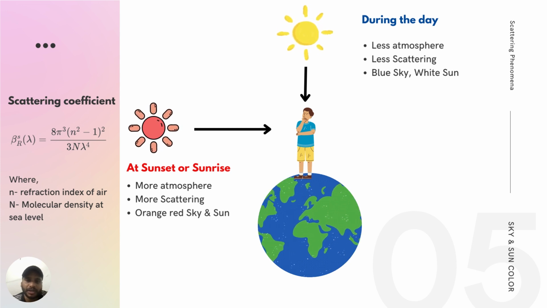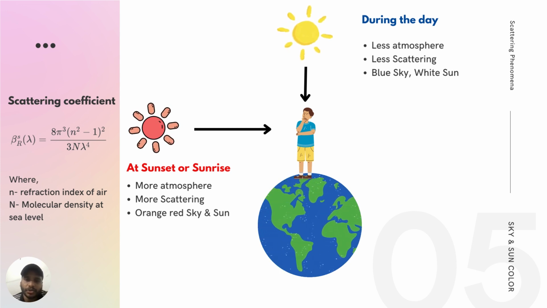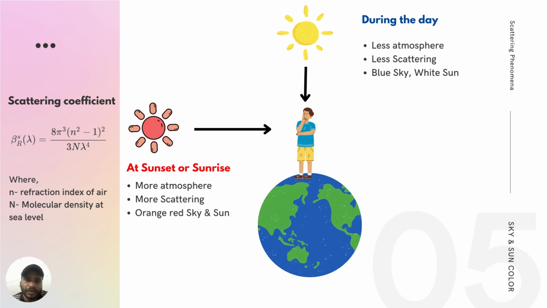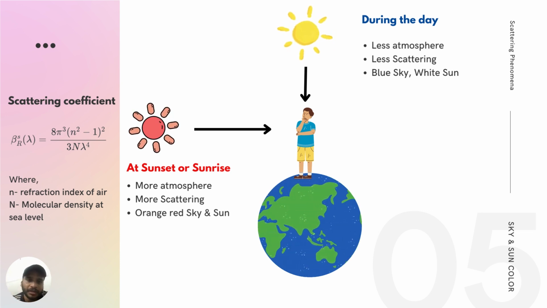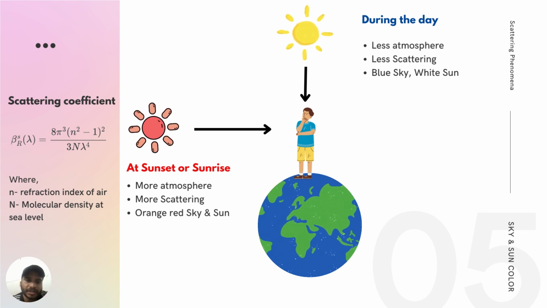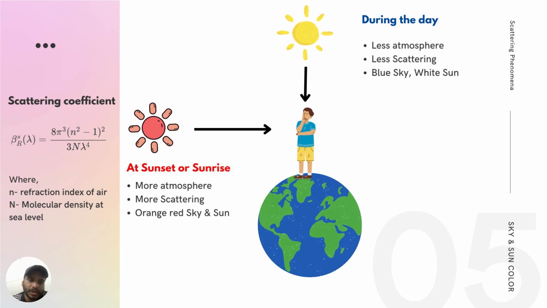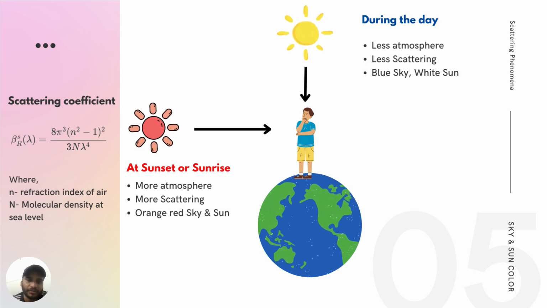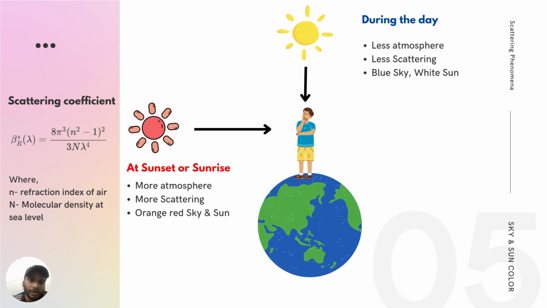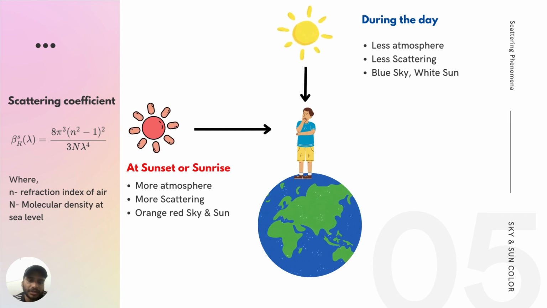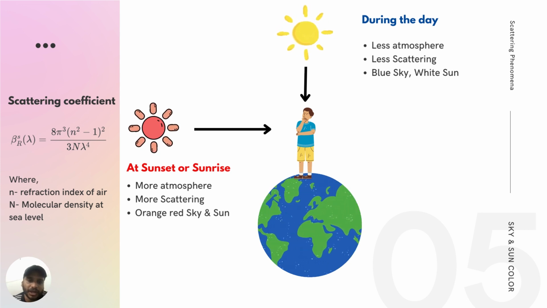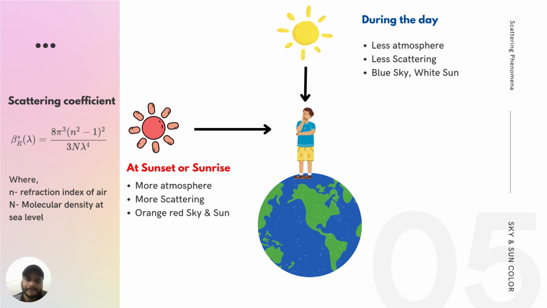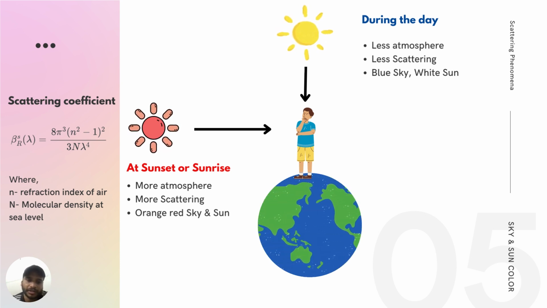Because of the thinner atmosphere, there will be less scattering, so we see the blue sky or white sunlight. But at sunset or sunrise, the blue light has to cover a long distance, right? So it is scattered away from the atmosphere. Only the red or yellowish light reaches the observer's eye. So that's why we see the orange or red sky or sun, right?